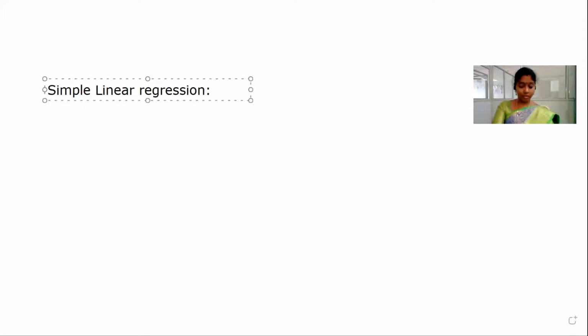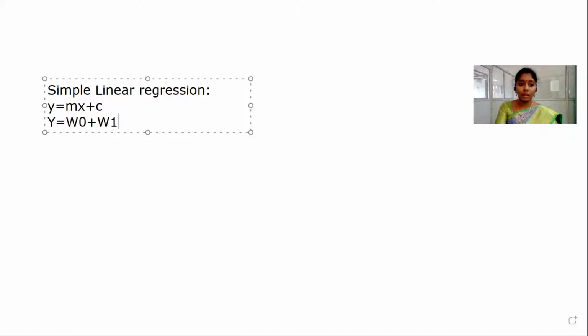It models the relation between the predictor and the response variable, where the model is given by y is equal to mx plus c, and it can also be written as y is equal to w naught plus w1 x, or c plus mx. Here the regression coefficients are also called weights. So we usually refer to this equation as y is equal to w naught plus w1 x.